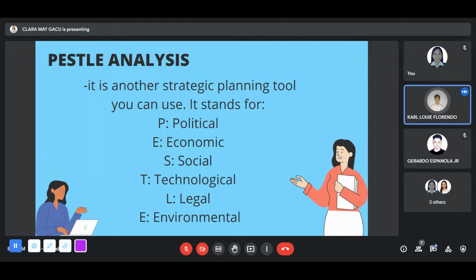Next is S, which stands for social. Social factors. The focus here is the social environment and identifying emerging trends. This helps a marketer to further understand consumer needs and wants in a social setting.